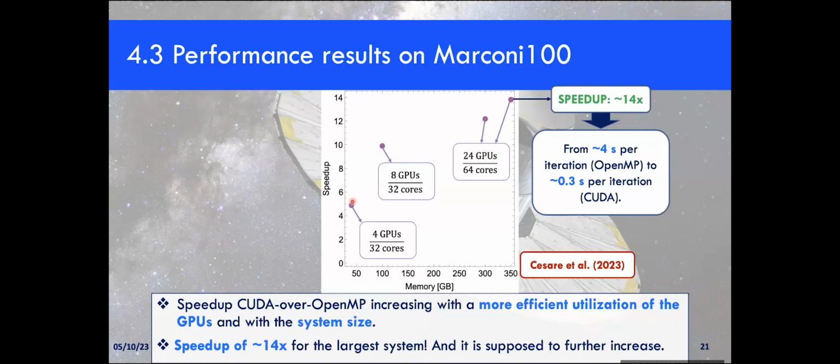So we can see that the trend of this speed up curve is increasing, and it reaches a maximum of 14 times speed up compared to the 1.5 speed up of the OpenACC code. So the iteration time passes from 4 seconds in the OpenMP case to 0.3 seconds for CUDA, and the speed up can also further increase.